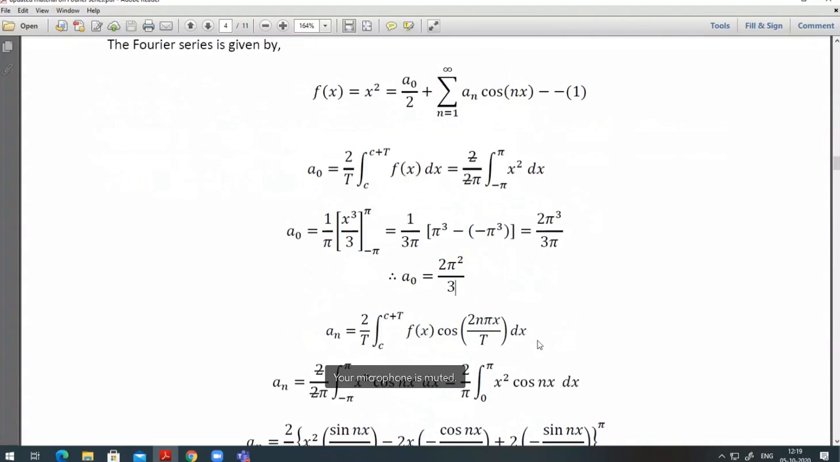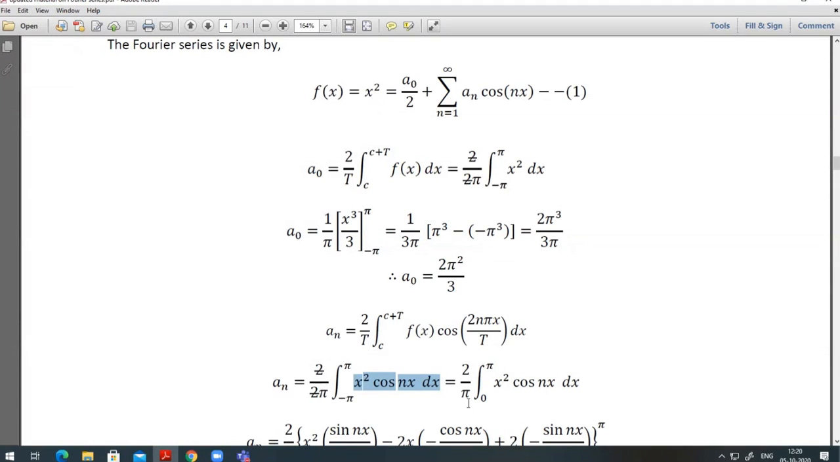Next we need to compute another unknown, that is a n in equation 1. So a n is defined as a n is equal to 2 by T integration from c to c plus T f of x cos 2n pi x by T into dx. So since the period is 2 pi, 2 pi by 2 pi gets cancelled, we get cos nx, and f of x is x square, it is given. You take all these inputs, it becomes a n is equal to 1 by 2 pi integration from minus pi to pi x square cos nx into dx, and after simplification we get 2 by pi.